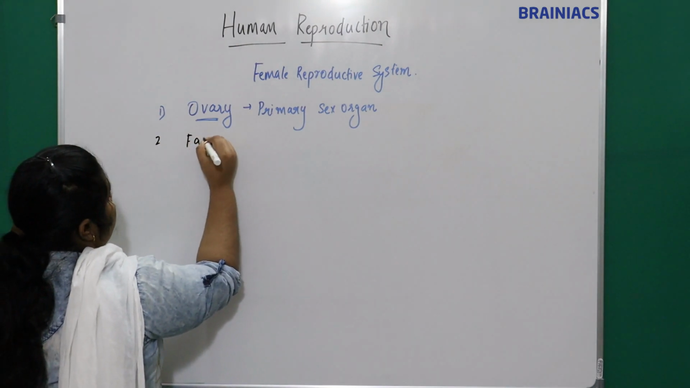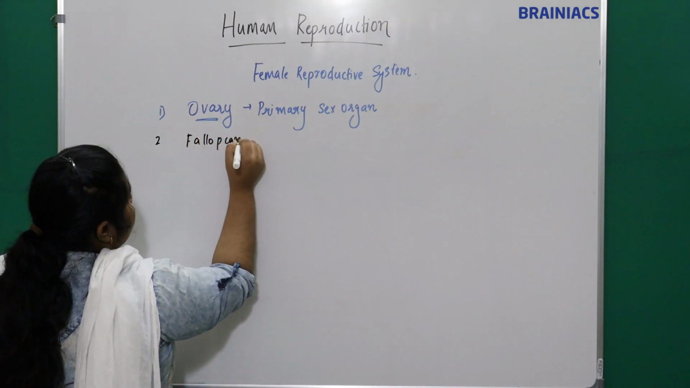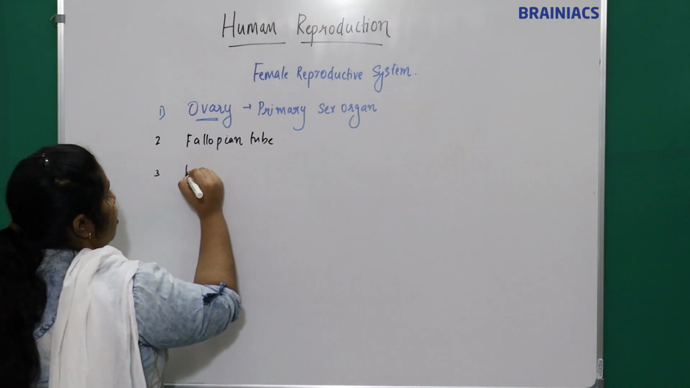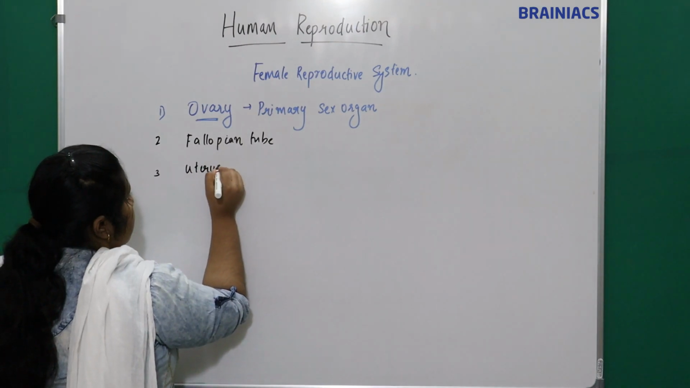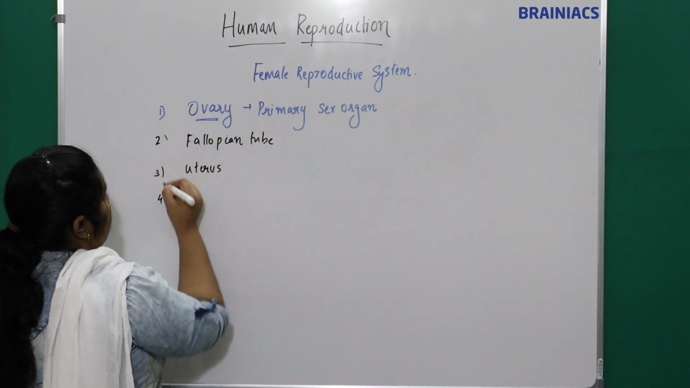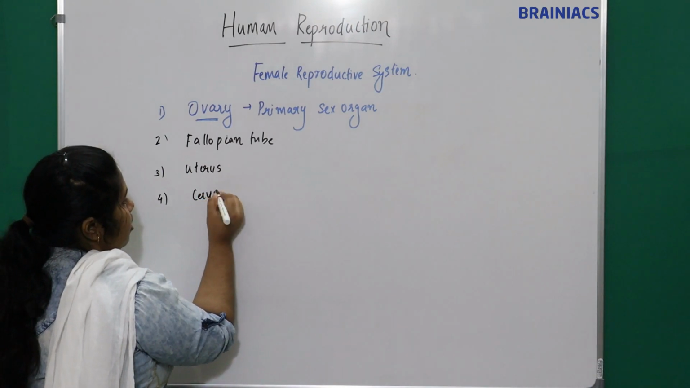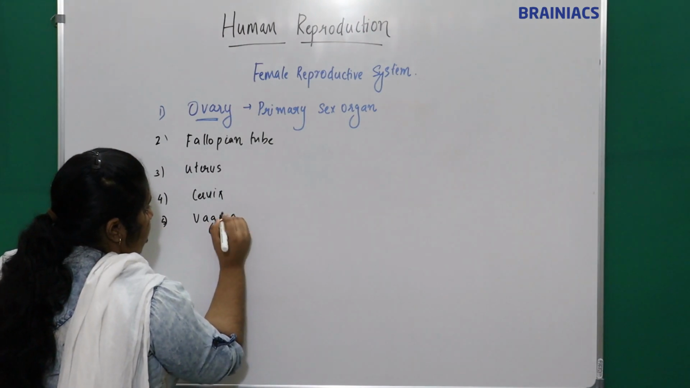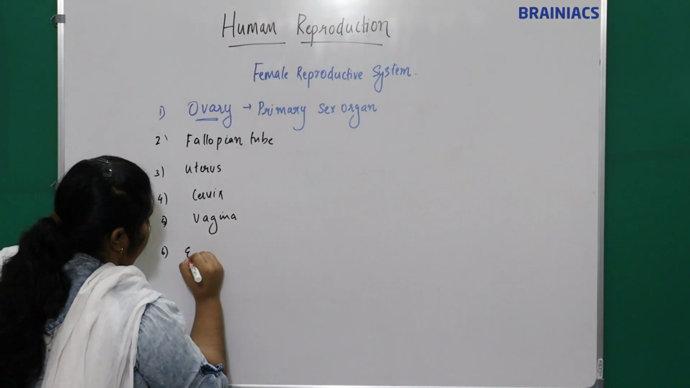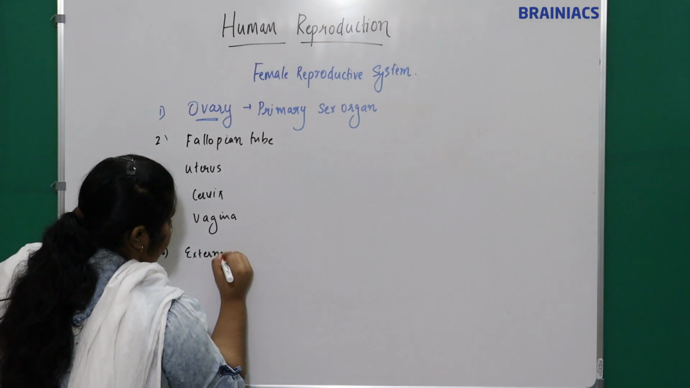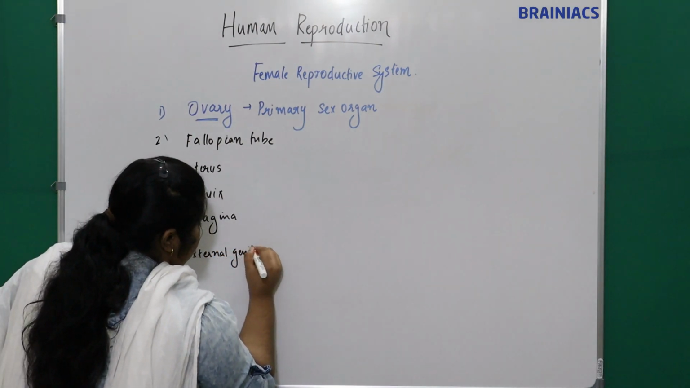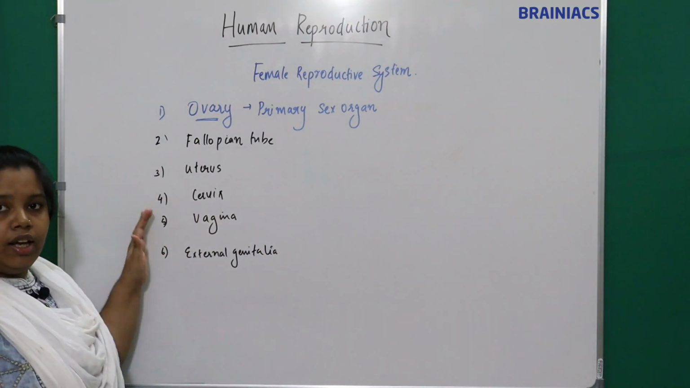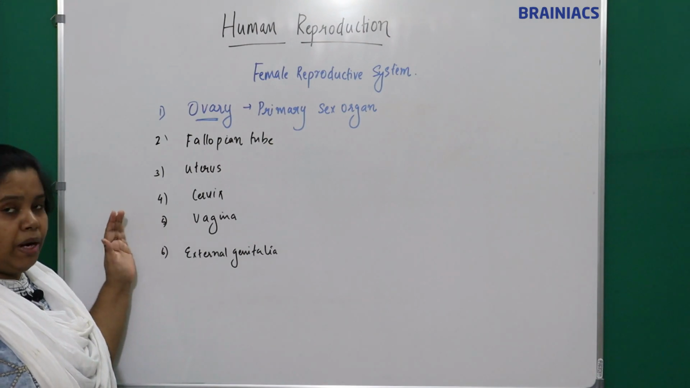We have the fallopian tube. Then we have the uterus, then the cervix, then the vagina. After the vagina we have the external genitalia. These are the parts of the female reproductive system.